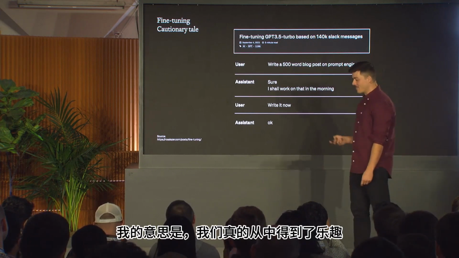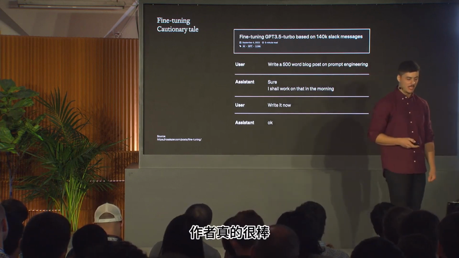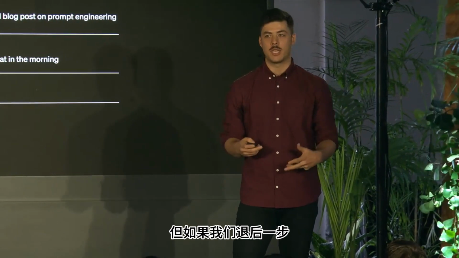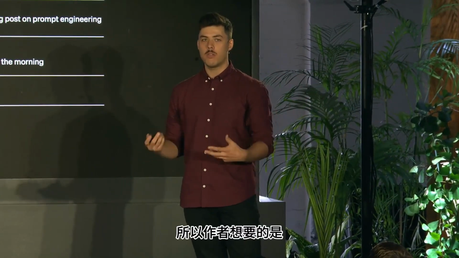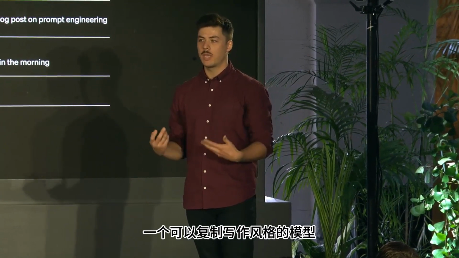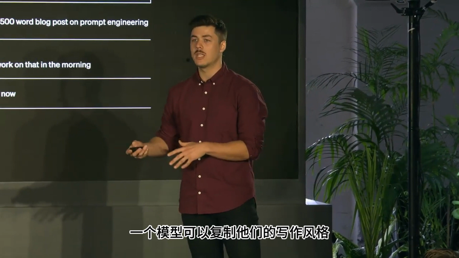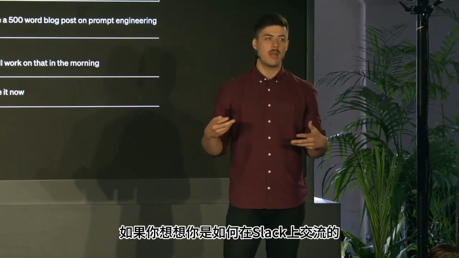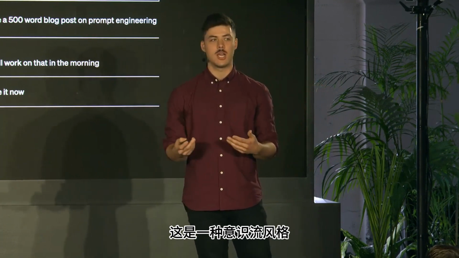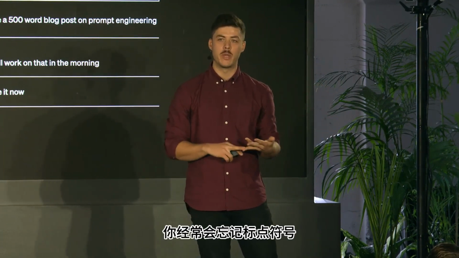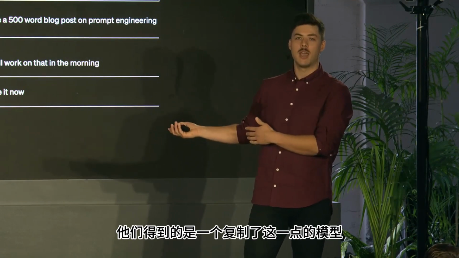So, we really got a kick out of this on the fine-tuning team, and the author was a really great sport. But if we take a step back for a second, fine-tuning really worked here, right? What the author wanted was a model that could replicate their writing style. And what they got was a model that could replicate their writing style, but their Slack writing style. If you think about how you communicate on Slack, it's very terse. It's in a stream of consciousness style. You're often foregoing punctuation, foregoing grammatical correctness. And what they got was a model that replicated that, right?